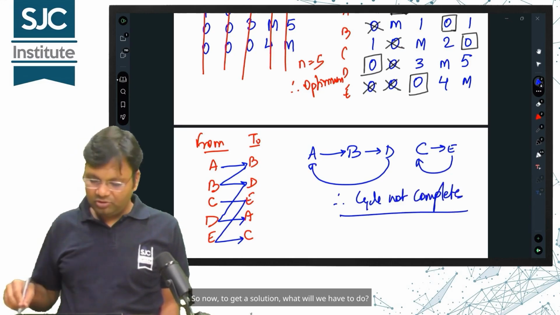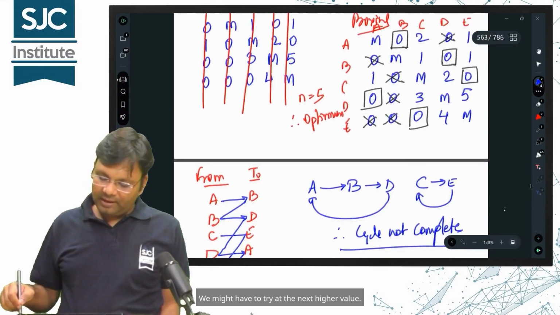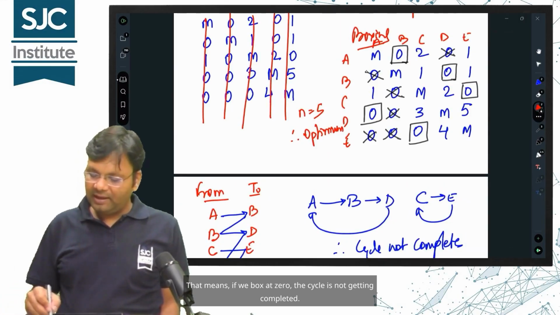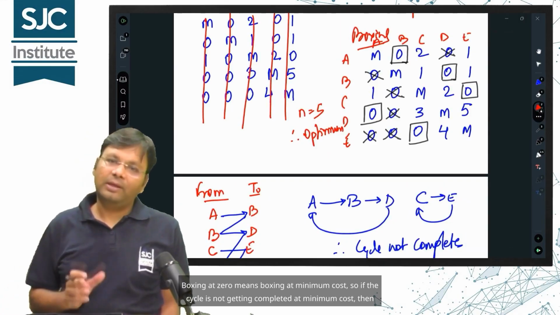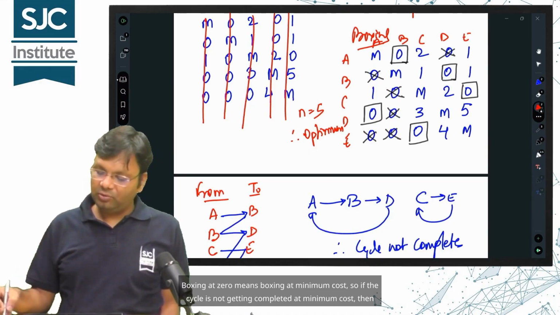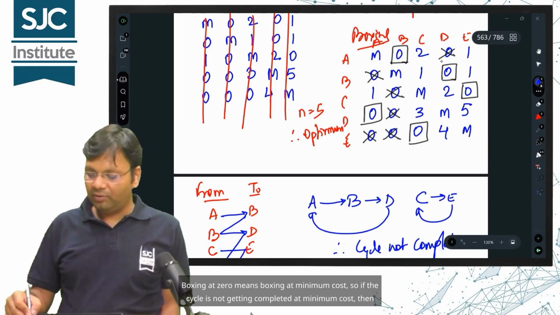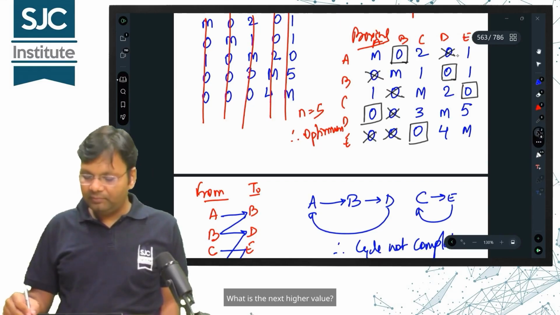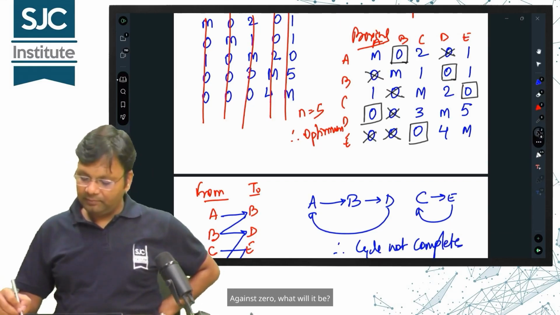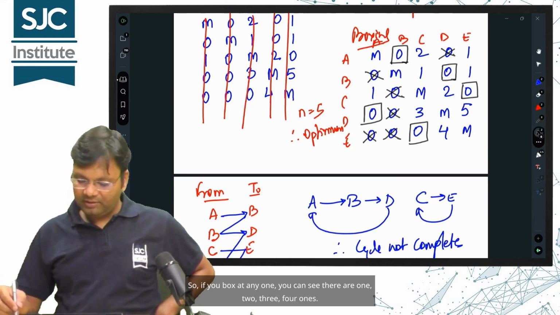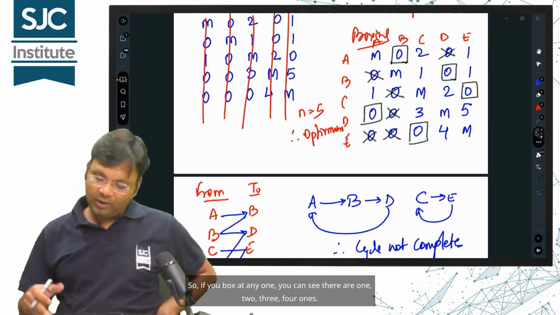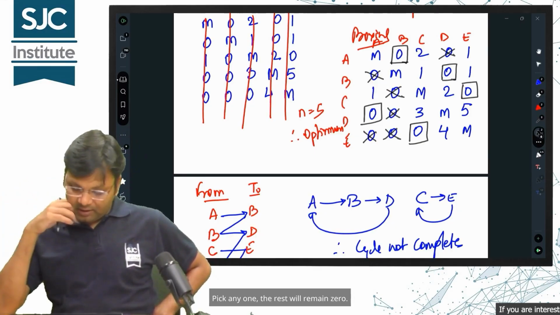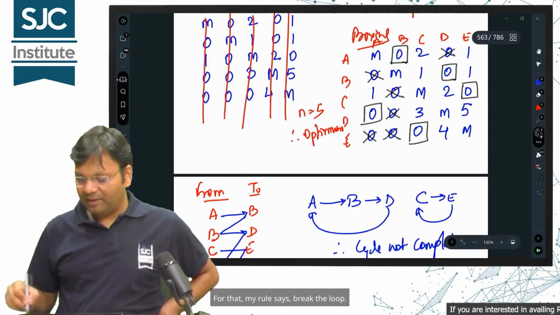So now, to get a solution, what will we have to do? We might have to try at the next higher value. That means, if we box at 0, the cycle is not getting completed. Boxing at 0 means boxing at minimum cost. So if the cycle is not getting completed at minimum cost, then we might have to go to the next higher value. What is the next higher value against 0? That is 1. So, if you box at any 1, you can see there are 1, 2, 3, 4 ones. You have to try boxing at any one of them and see. Pick any one, the rest will remain 0.